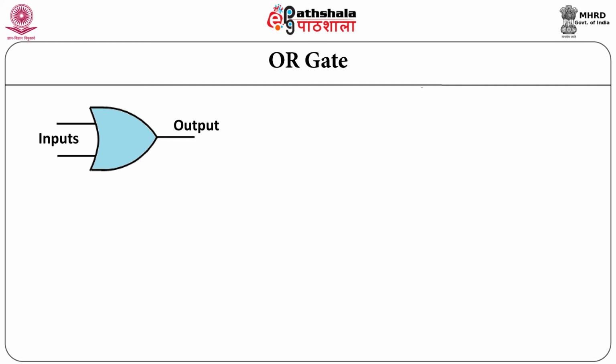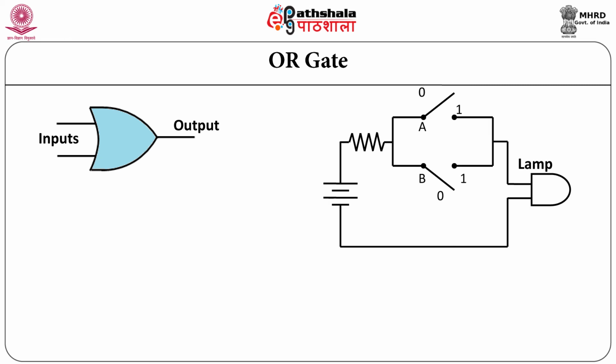Let us now discuss the operation of OR gate. The OR gate performs logical addition. An OR gate has 2 or more inputs and 1 output. When both the inputs are at logic 0, that is low, the output of OR gate is also low. Let us now consider an electronic circuit consisting of battery, resistor, switches and lamp to explain the OR gate function.